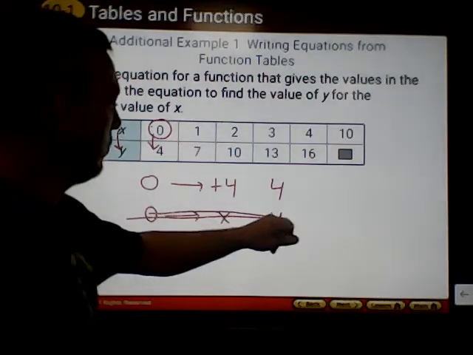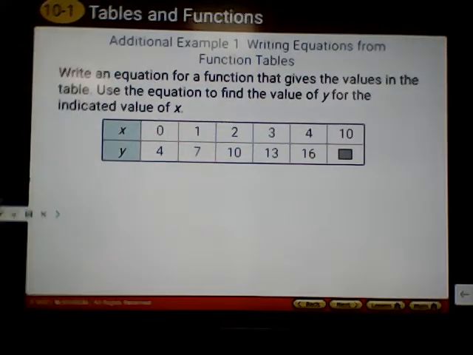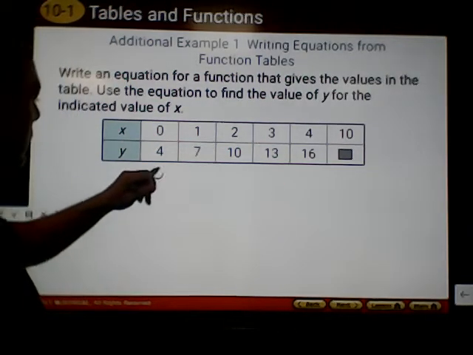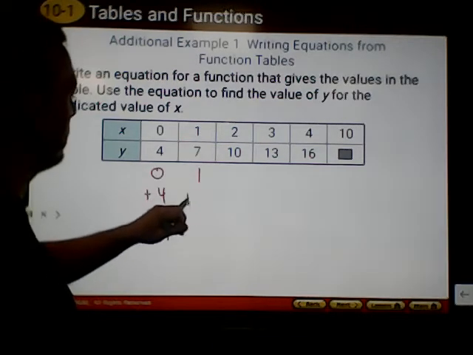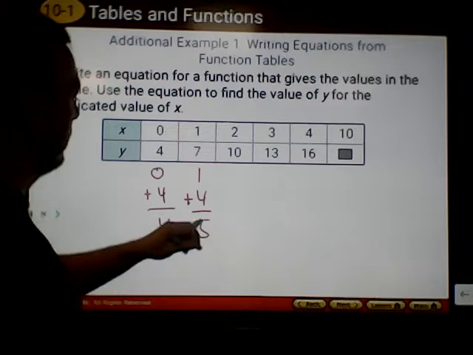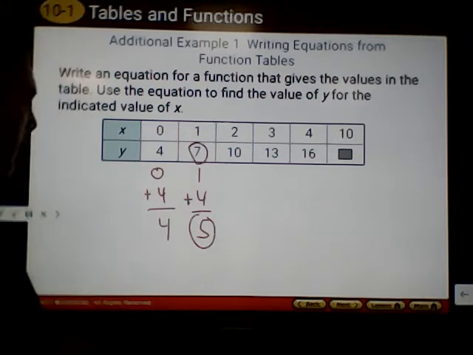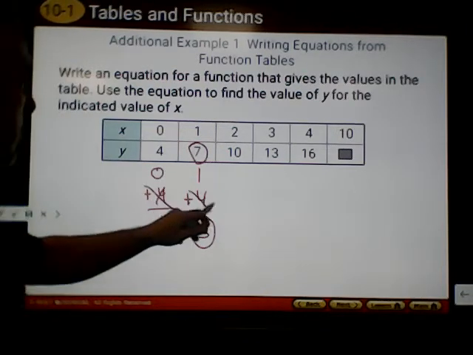So if multiplication doesn't work, we're going to try adding 4. That's the only thing that works for 0. So 0 plus 4 is 4. 1 plus 4 is 5. Well, 5 is not the same as 7. Therefore, adding 4 does not work either.